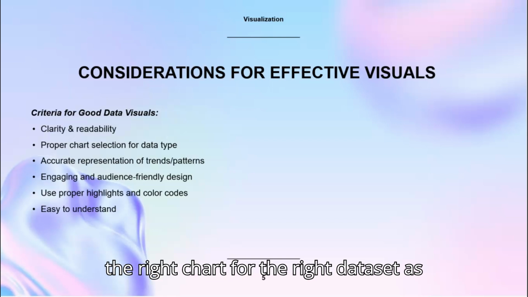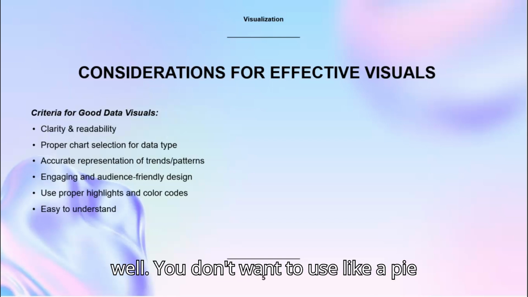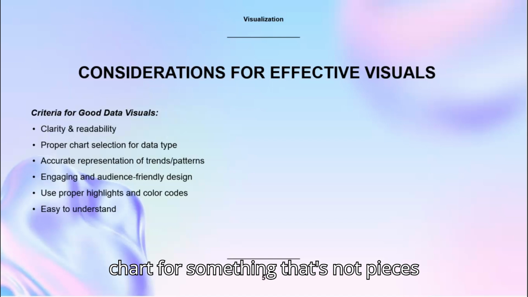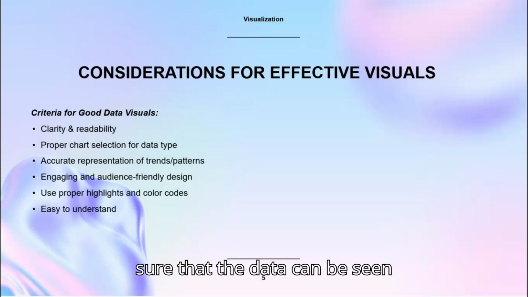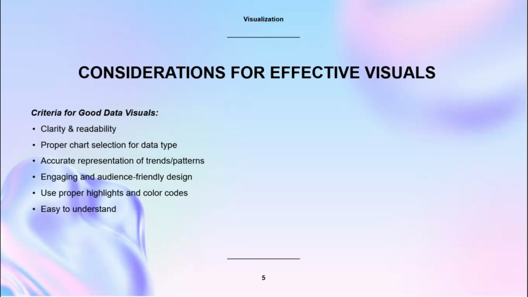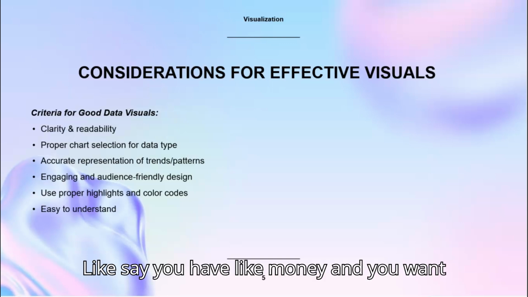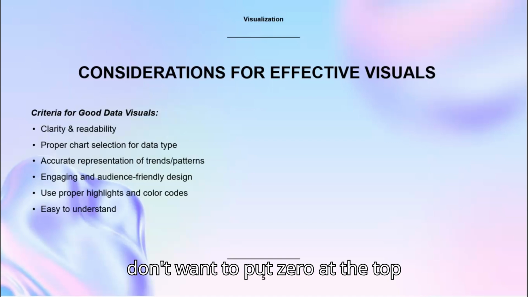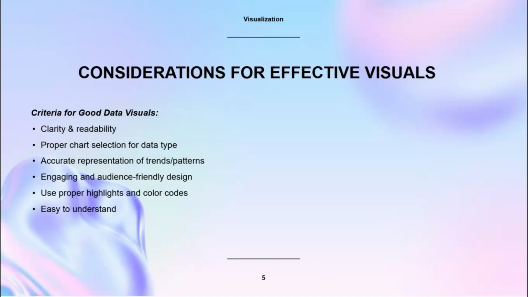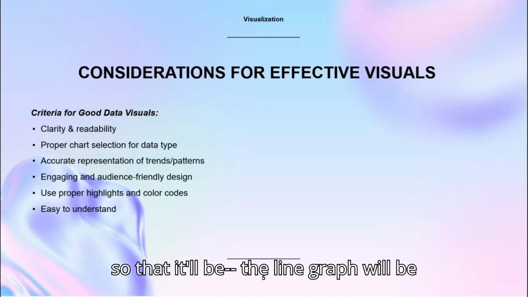You want to use the right chart for the right data set as well. You don't want to use a pie chart for something that's not pieces of a whole. For example, you want to make sure that the data can be seen accurately. Say you have money and you want to show that you're losing money. You don't want to put 0 at the top so that the line graph will be going up.